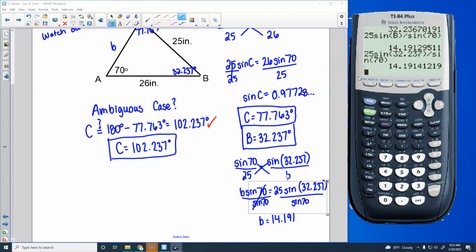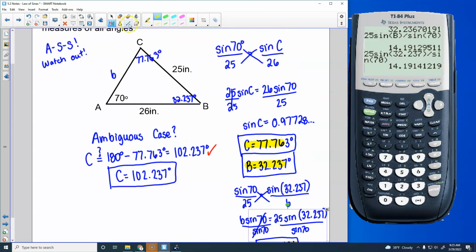All right, so these 3 right here are one set of answers. So these 3 go together here. That is one possibility for this triangle. But it is not the only possibility because this is an ambiguous case problem.